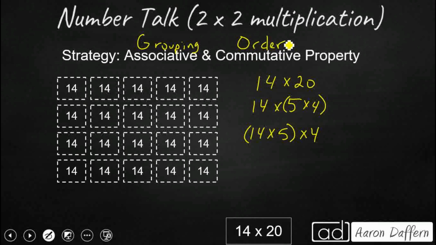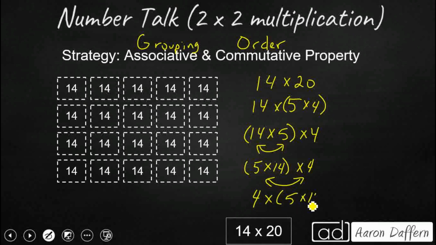Now my commutative property is my order property. I'm going to go ahead and flip the order here, just because I don't want to group 14 groups of 5. I'd rather do 5 groups of 14. And then I'm going to use my commutative property one more time. I want to do 4 groups of 5 groups of 14. Now how does that help me if I do 4 groups of 5 groups of 14? I'm just rearranging all of these factors.